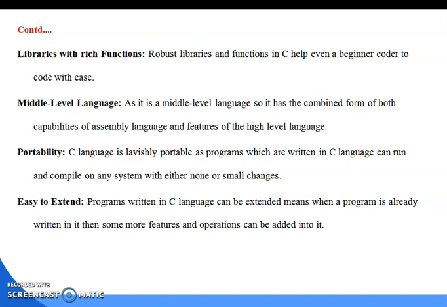Next is easy to extend. Programs written in C language can be extended, meaning when a program is already written, then some more features and operations can be added into it.